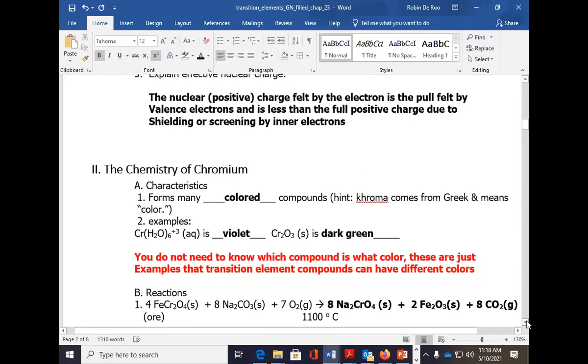Okay, so this is just a few examples of reactions. This is the ore, which would be in the rock. You have to have 1,100 degrees Celsius. You would get a sodium chromate, an iron oxide, and carbon dioxide gas. So this is a typical reaction that you would undergo.